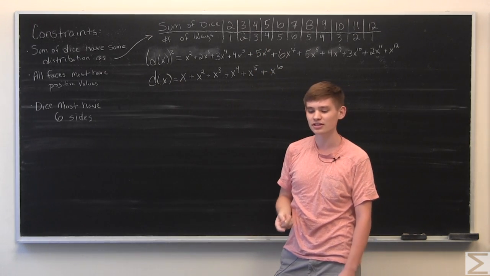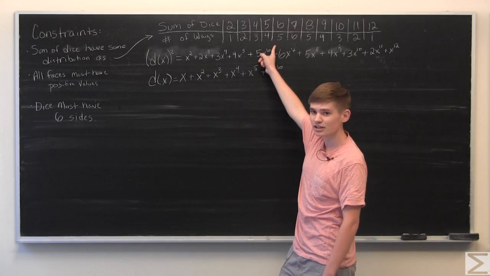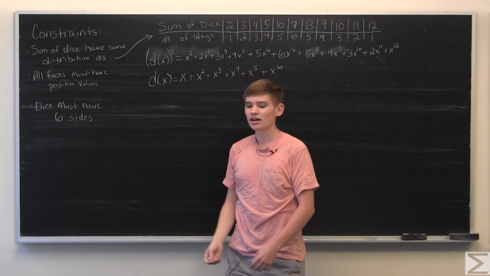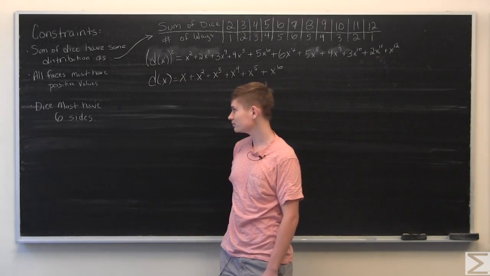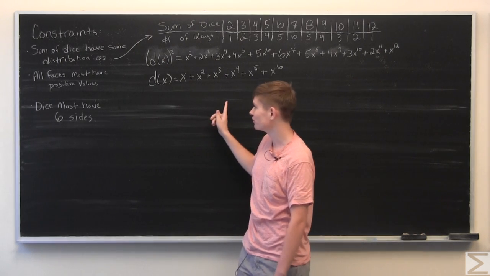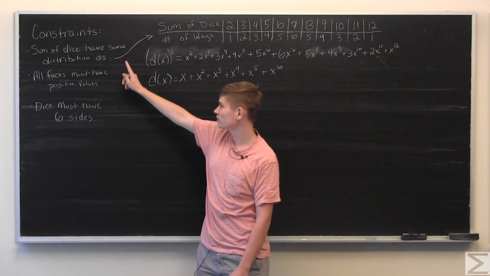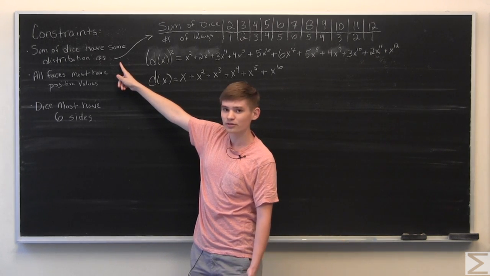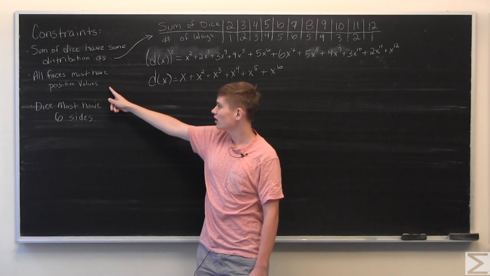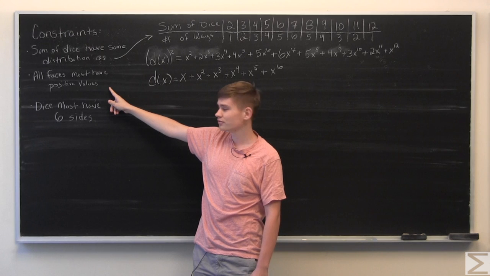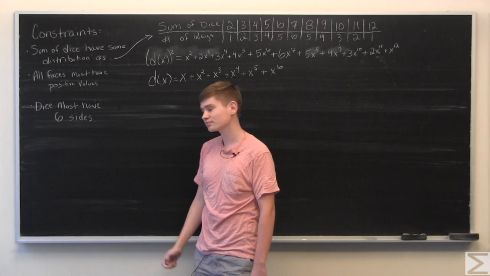You can renumber the dice and still get this distribution when you sum the dice. So instead of the 1, 2, 3, 4, 5, 6 numbering of a dice, you can number them differently. So the problem this week was to find the different numbering. And there were just a couple constraints. As I said before, the sum of the dice has to have the same distribution as this. The faces must all be positive, so greater than 0. And they must have 6 sides.